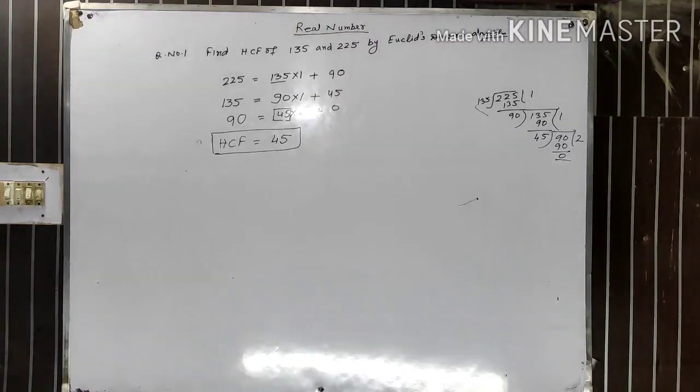Next, write down, using Euclid's division algorithm, the HCF of 196 and 38,220.